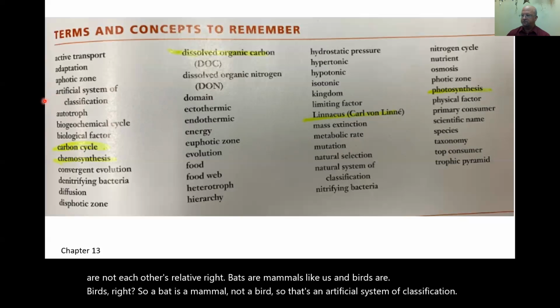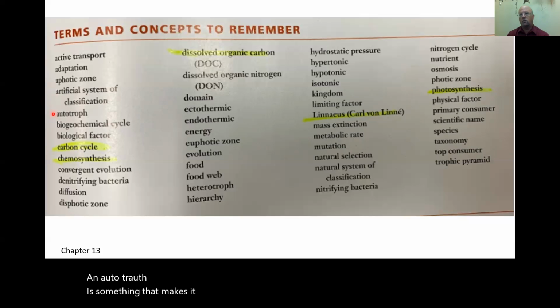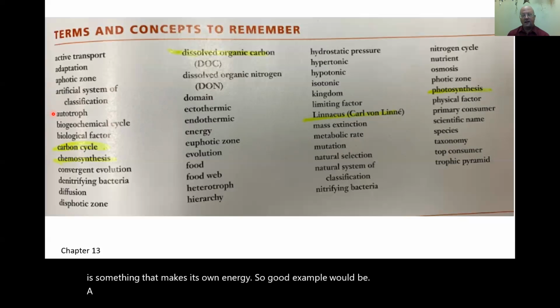An autotroph is something that makes its own energy. So a good example would be a plant photosynthesizing, right? Taking the energy from the sun and producing its own energy. So an autotroph.